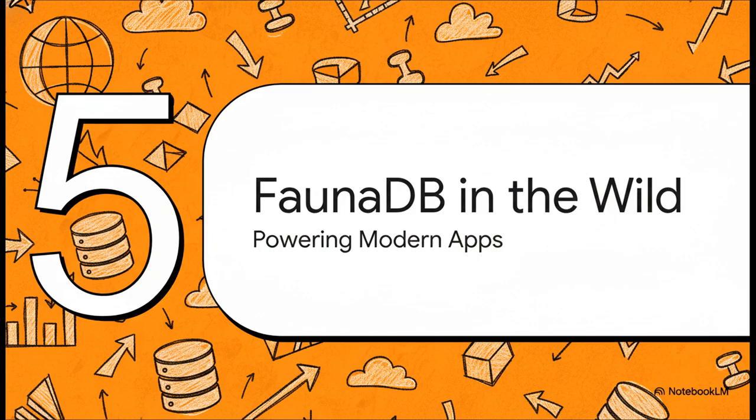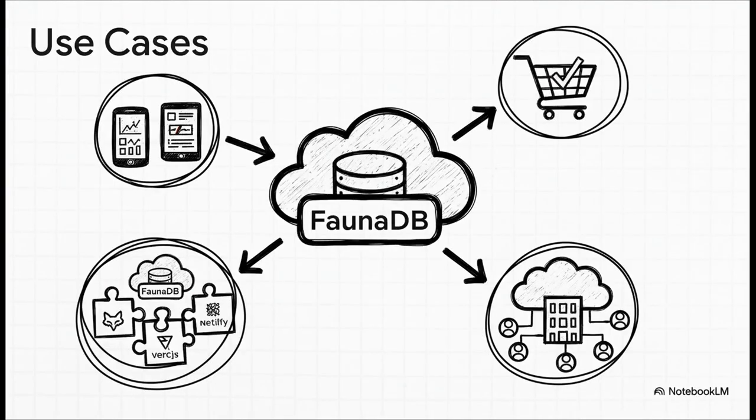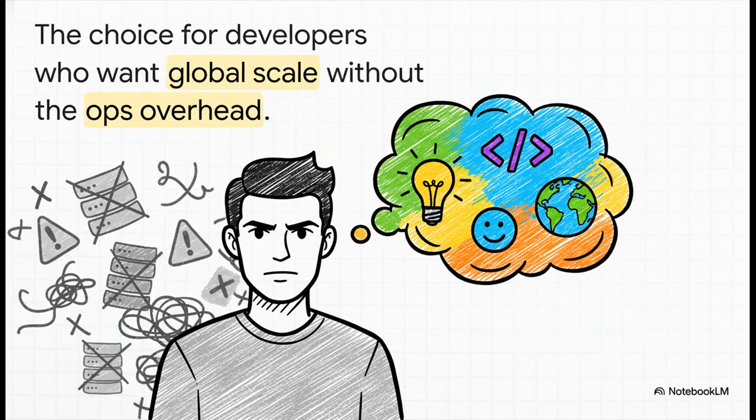So with a feature set like that, you can imagine developers are building some pretty cool stuff with it. But what exactly are the use cases? Let's see where FaunaDB is being used out there in the real world. We see it all over the place. It's powering e-commerce platforms, real-time dashboards for analytics, complex SaaS apps with lots of different tenants, and it has become a huge player in the Jamstack world. If you're using something like Next.js, Netlify, or Vercel, there's a good chance you've come across FaunaDB as the go-to database. The common theme here really is developers who just want to build their applications. They want global scale, they want strong consistency, but they do not want the headache of managing database infrastructure. They want to focus on features, not servers.